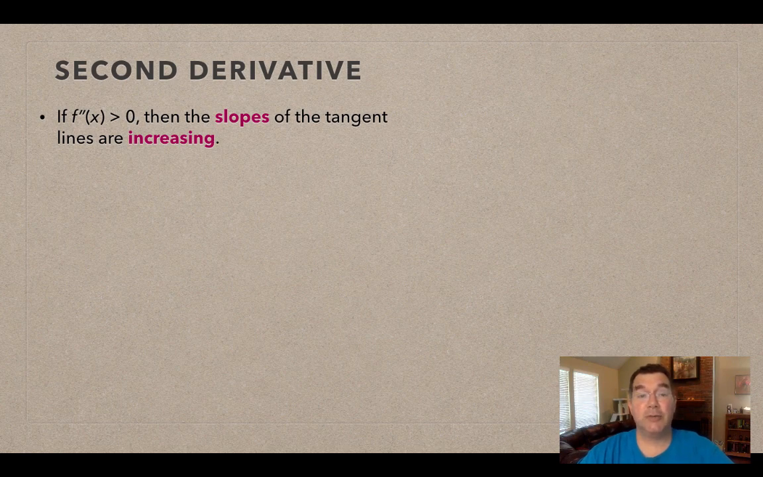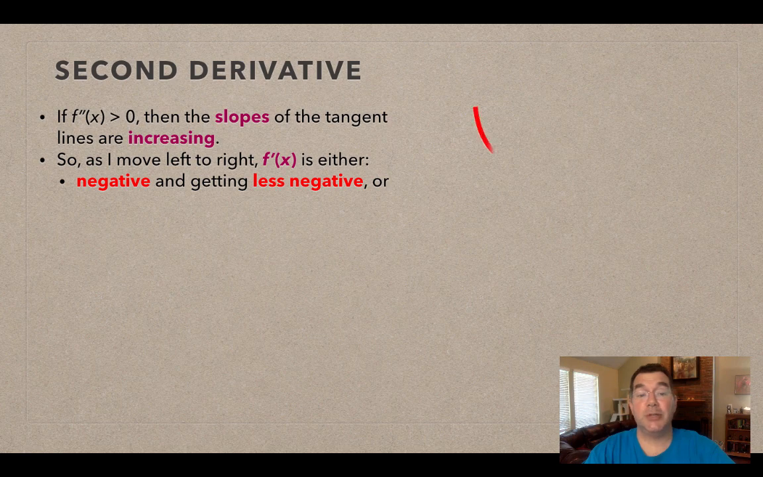So if the second derivative is greater than 0, what that means is that the slopes of the tangent lines, as I move from left to right, are increasing. So if I measure them, the slopes of those tangent lines are going up. So what that means is one of two things. Either the slopes are negative and they're getting less negative. That's one way that slopes can increase, or they're already positive and they're getting more positive. That's the other way that slopes can increase.